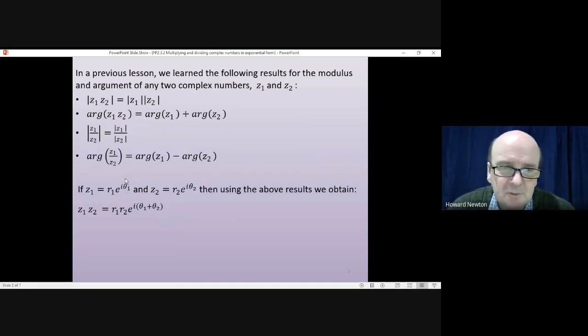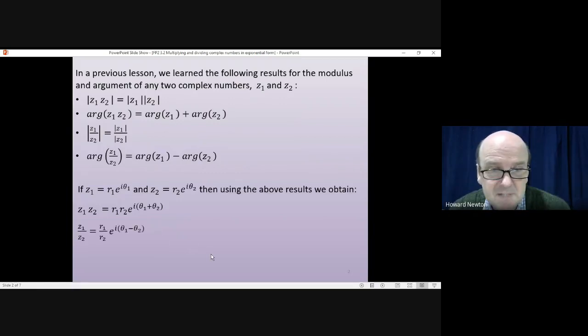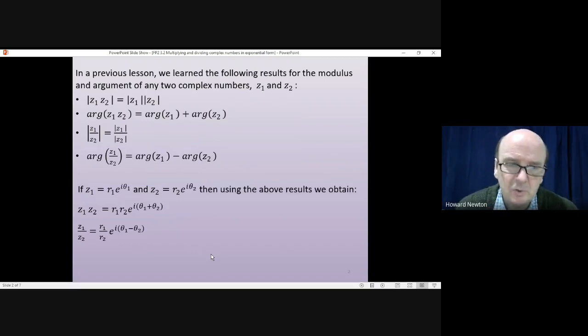So you could just multiply z1 by z2 in the normal way. And z1 divided by z2, again, either using the normal index laws or using the results we got up above, you get z1 divided by z2 is equal to r1 divided by r2 times e to the power of i, and then the difference between the two arguments, theta 1 take away theta 2.